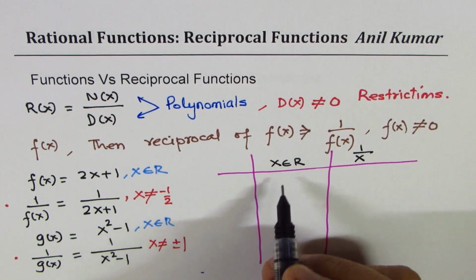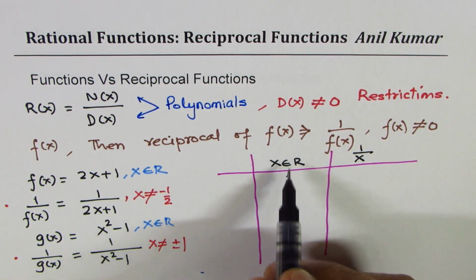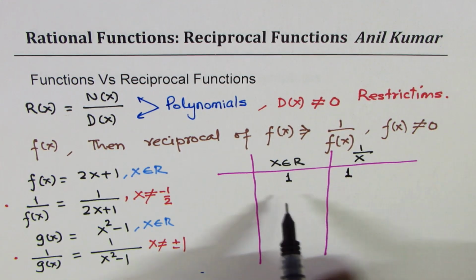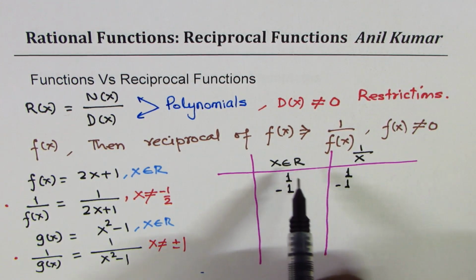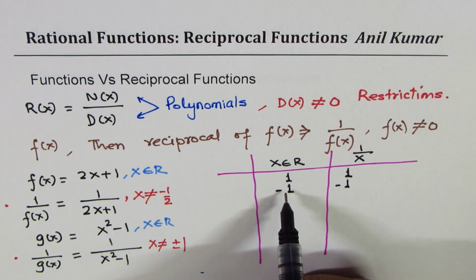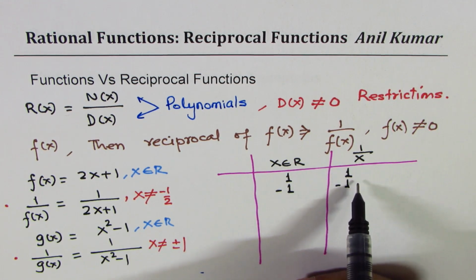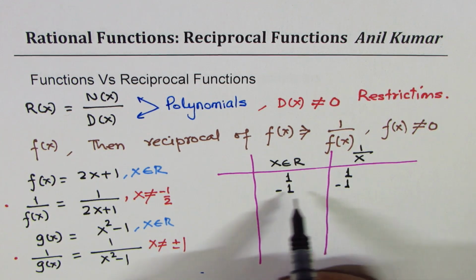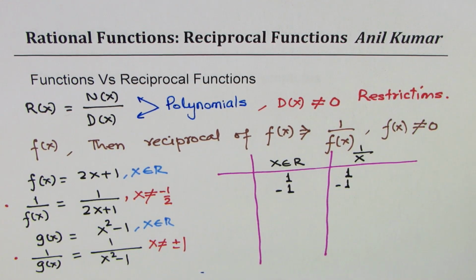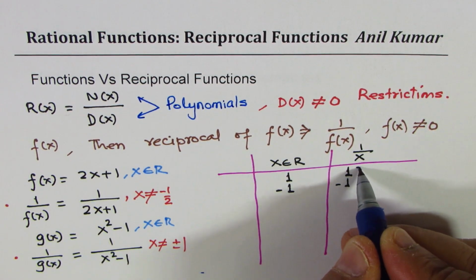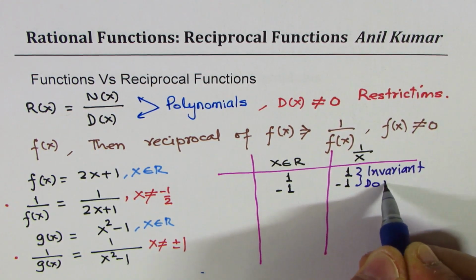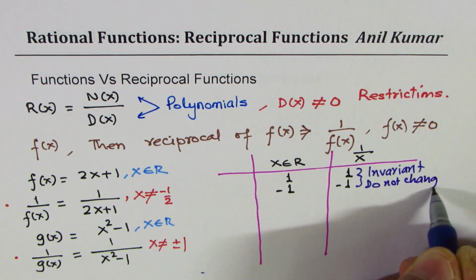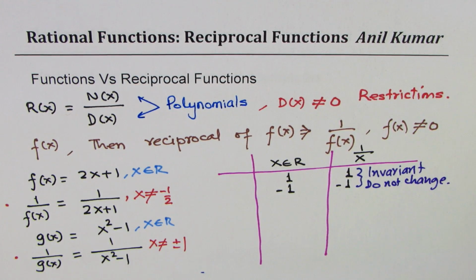If the value of x is, let us say, 1, then the reciprocal is also 1. If the value of x is minus 1, the reciprocal is minus 1. So we see that for x and its reciprocal, the values do not change if x is plus or minus 1. We call that invariant, right? So they don't vary. They do not change. Perfect. So as the name says.